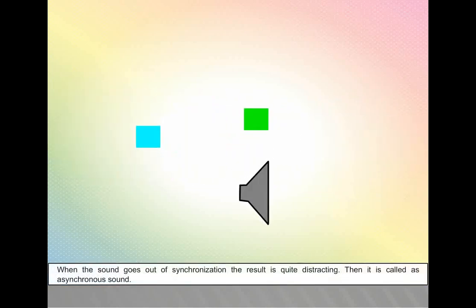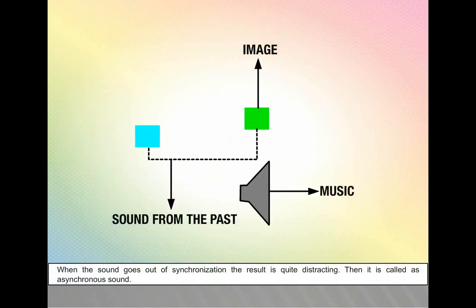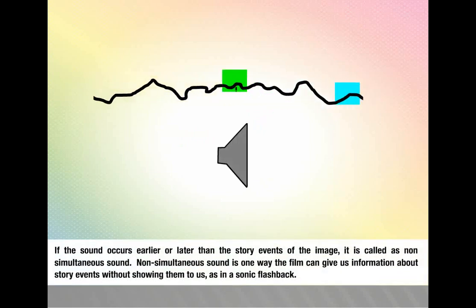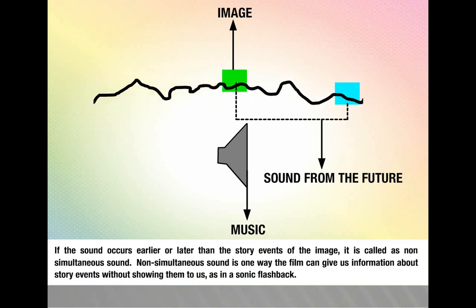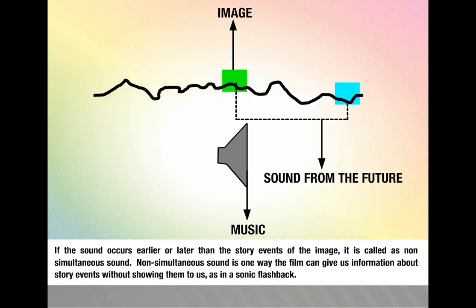When the sound goes out of synchronization, the result is quite distracting. Then it is called asynchronous sound. If the sound occurs earlier or later than the story events of the image, it is called non-simultaneous sound. Non-simultaneous sound is one way the film can give us information about story events without showing them to us, as in a sonic flashback.